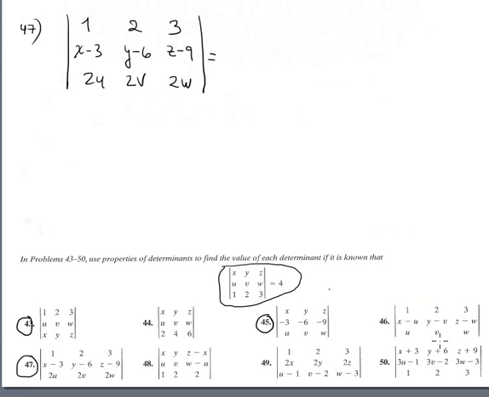Okay, again use the property. There are many ways to do it. I see, for example, in the third row you have two as a common factor. I put it outside. We have 1, 2, 3, x minus 3, y minus 6, z minus 9, and we have UVW.